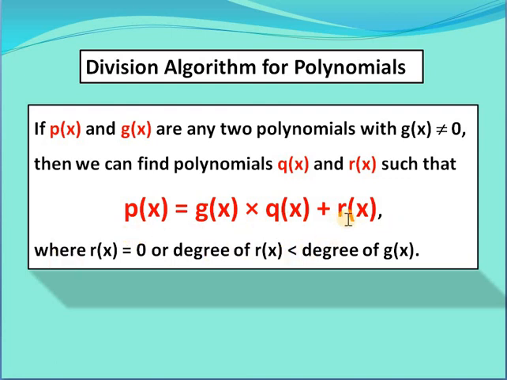Remember, the degree of the remainder is always less than the degree of the divisor, or the remainder can be 0. That is, r of x can be 0 or the degree of r of x is less than the degree of the divisor. So this is the division algorithm for polynomials.